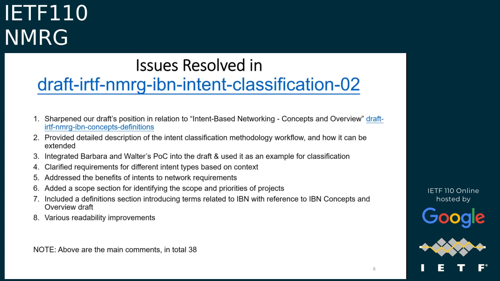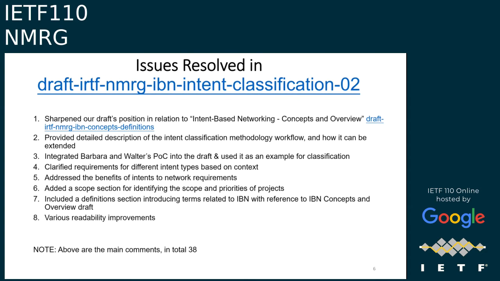So the following are the issues that we resolved in this draft. We sharpened our draft's position. There were 38 comments in total, but we grouped them into 8 high-level categories just to explain what we did in version 02. We sharpened our draft's position in relation to the concepts draft. Then we provided a detailed description of the intent classification workflow and how we can use the methodology to extend the taxonomy classification. Then we integrated, as I mentioned, the POC into the draft and used it as an example for our classification. There was some requirement to clarify further requirements for different intent types based on the context.